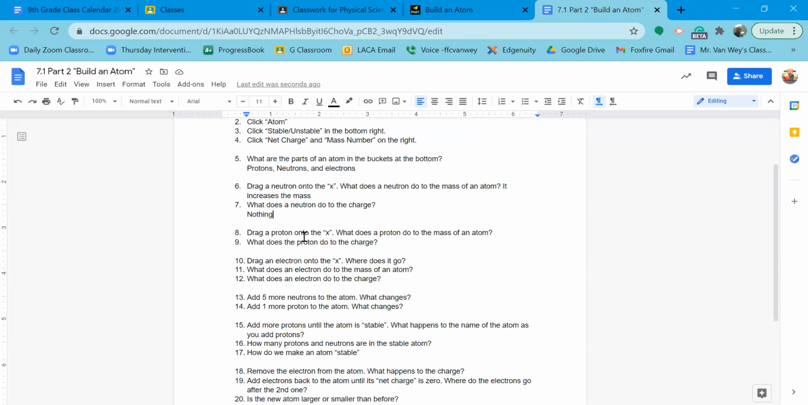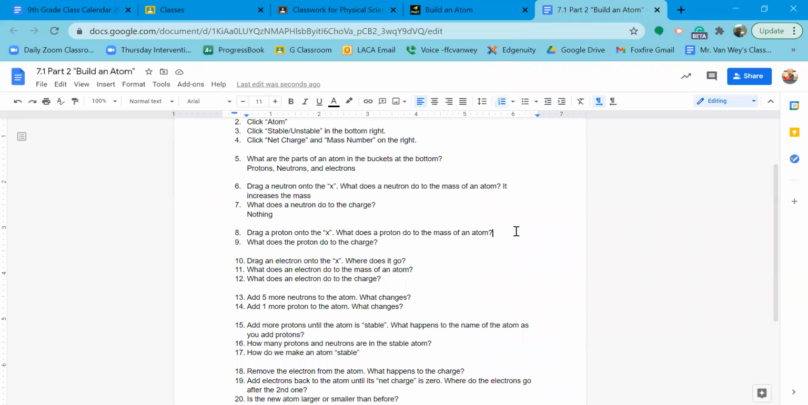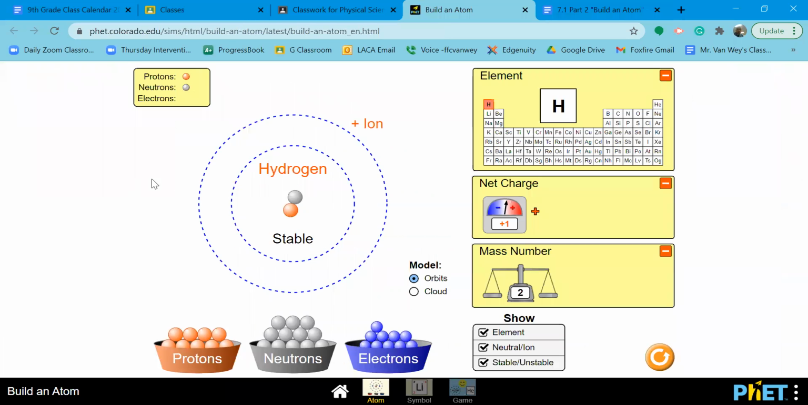Now, problem 8 says to drag a proton onto the X and answer, what does a proton do to the mass? And then 9 says, what does it do to the charge? So we're going to look. We're going to add a proton. We're going to watch the mass. What's it do to the mass? Oh, it increases the mass. And if we look, it also increases the charge. It made it a +1 charge. It added 1 mass, it added 1 charge.